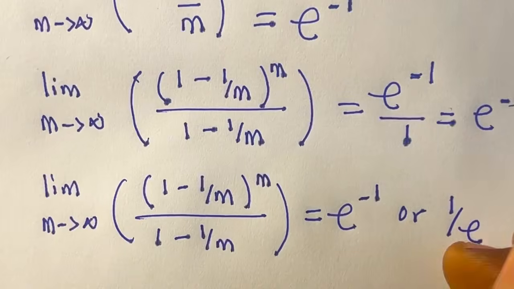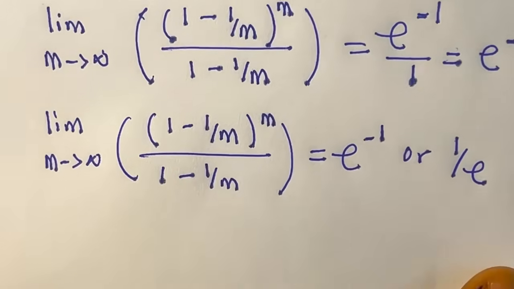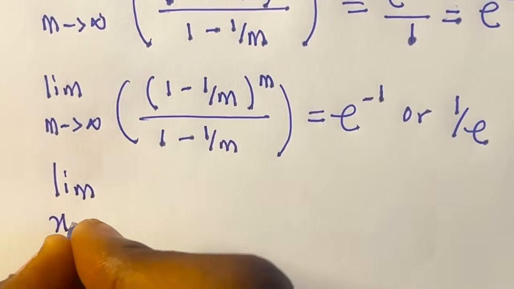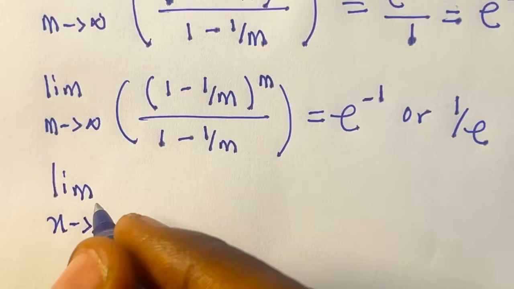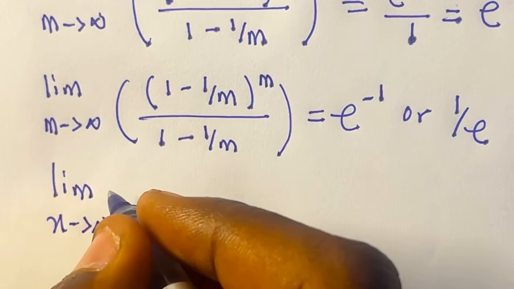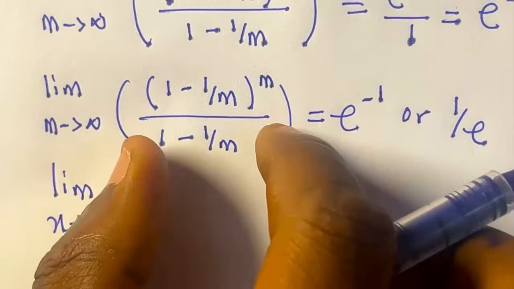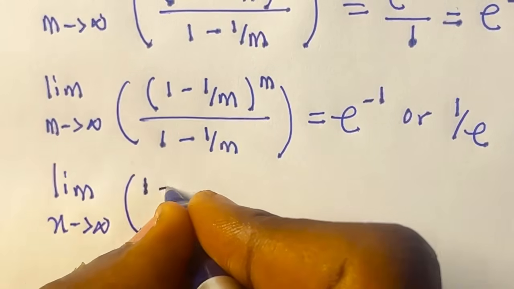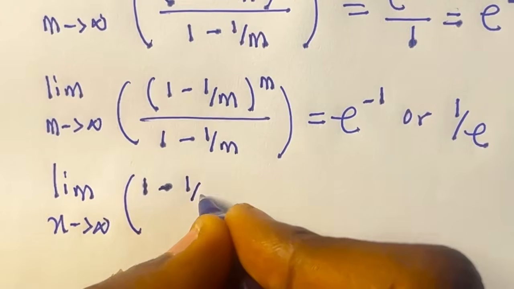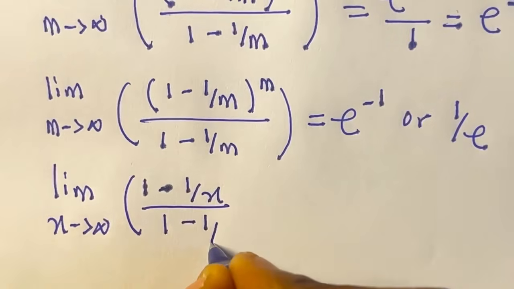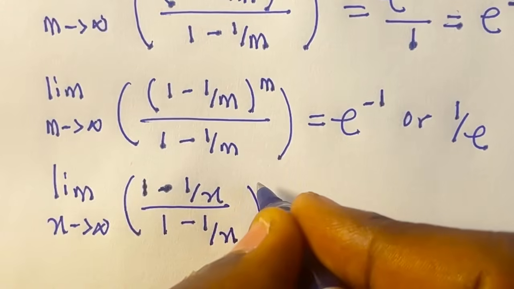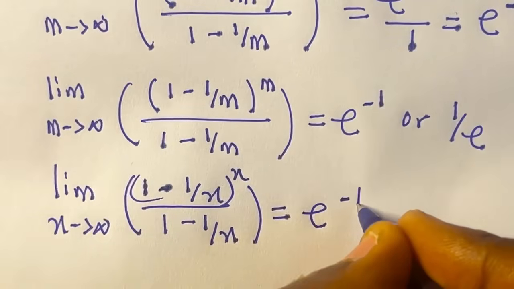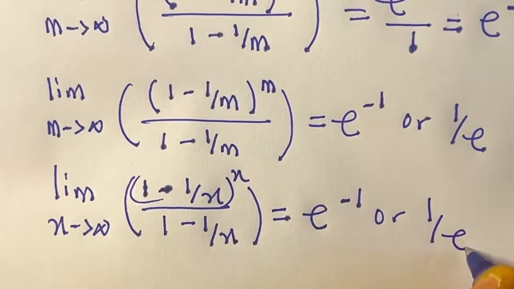However, remember that we started with x, so we can just declare the limit as x tends to infinity, which is what we are asked to find. This is our f of x, (1 minus 1 divided by x) raised to power x divided by (1 minus 1 divided by x), and the answer is exponential raised to power minus 1, or 1 divided by exponential.